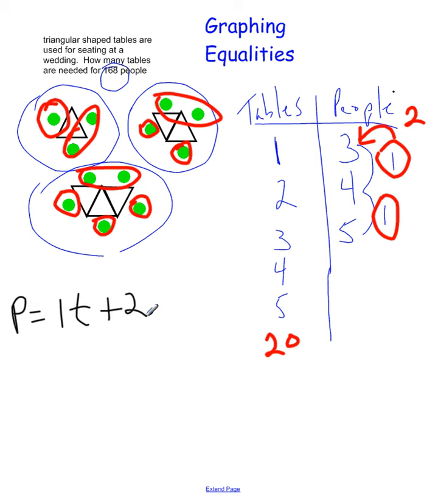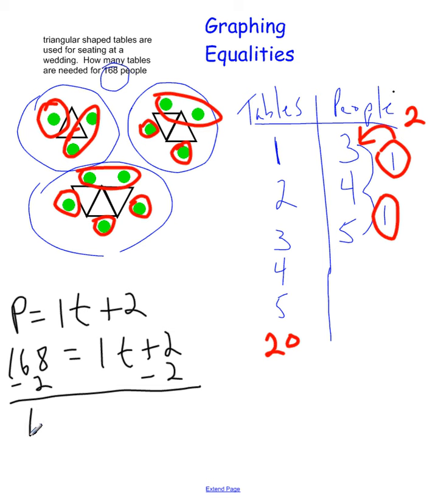So we want to know how many tables we need for 168 people is equal to 1 for every table plus 2. Now, using the rules of algebra, whatever you do to one side, you do to the other, we want to be able to isolate t. So let's subtract 2 from both sides. And we get 166 is equal to 1t. So now we know that the amount of tables we need is 166 tables in order to sit 168 people.